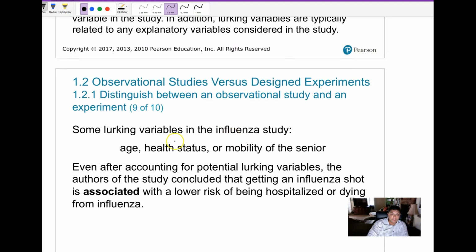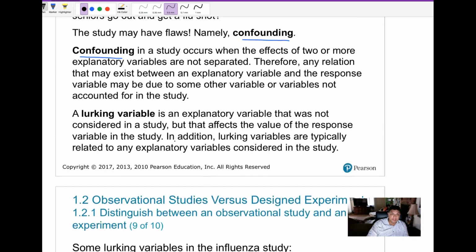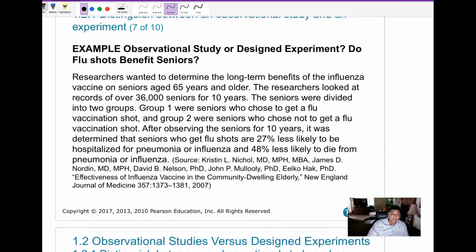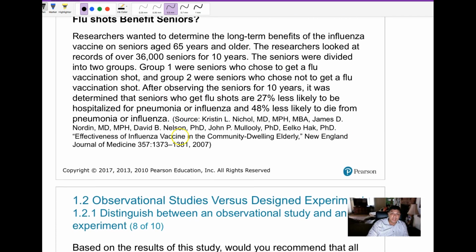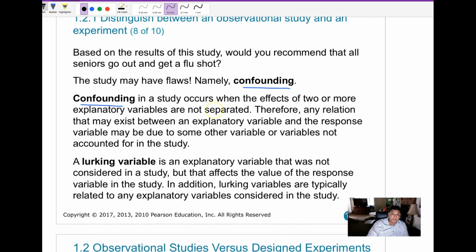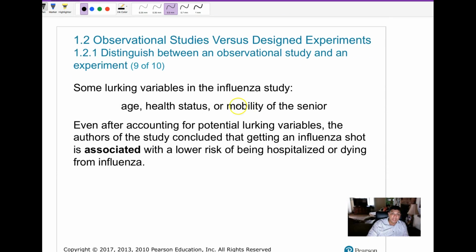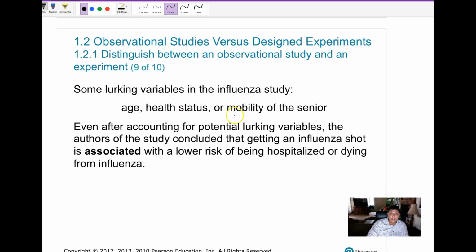Some lurking variables: age, health status, mobility of the senior, right? Those are things that were not considered, and they affect some of the results you would get. Those would be considered what we call lurking variables. And so you want to keep that in mind.